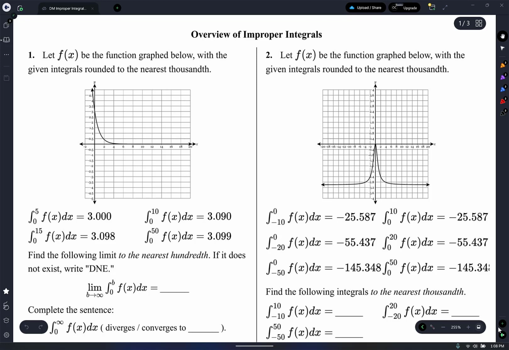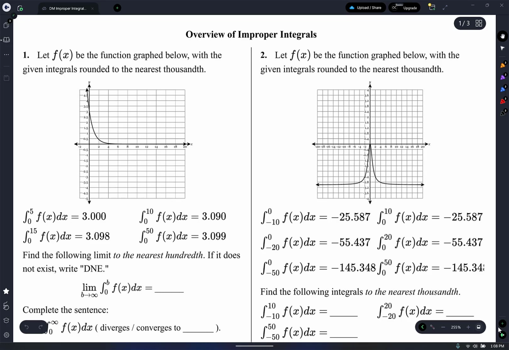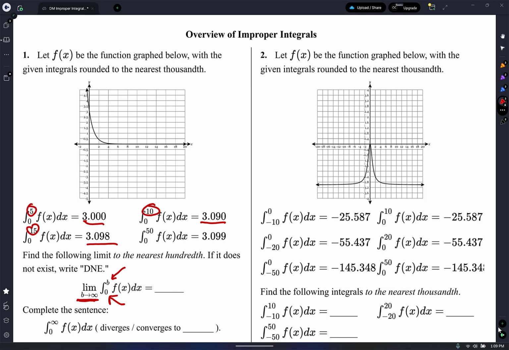Then they say, find the following limit to the nearest hundredths; if it does not exist, write DNE. Look what they say: from 0 to b, where b is approaching infinity. As the top limit gets larger and larger, 5, 10, 15, 50, does it look like it's converging or diverging? Converging.